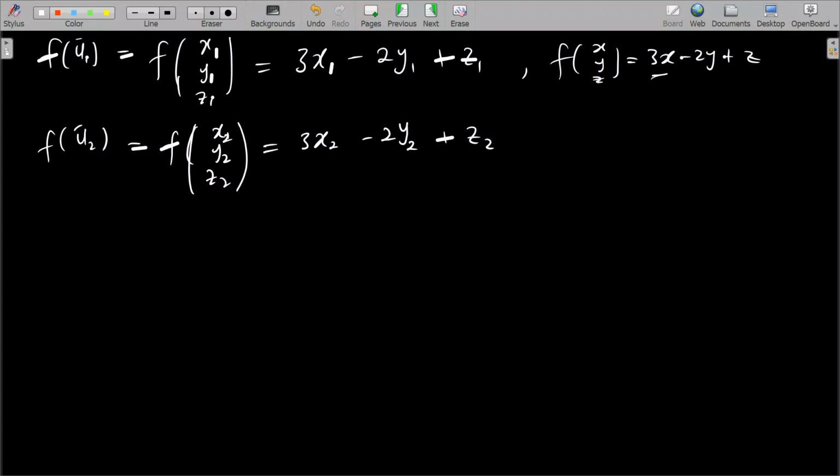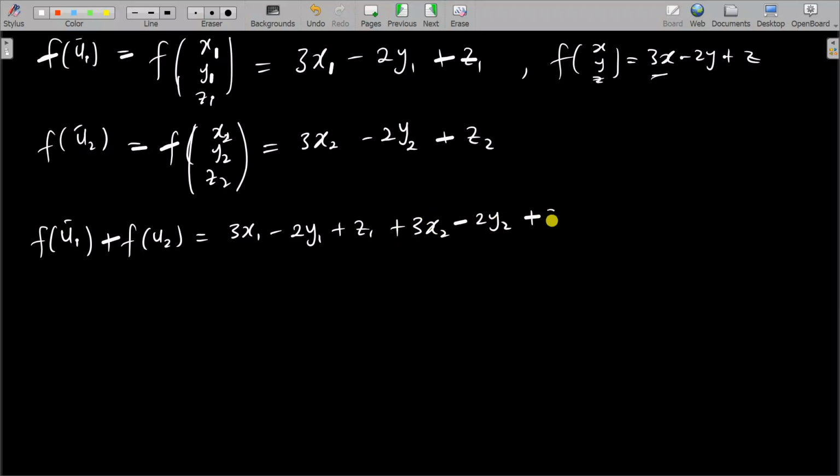So when you do the individual transformation, this is what you get, right? And here, notice f of u1 plus f of u2, what would you get? You're going to get the summation of these two things. Let me, right? The f of u1 first gave us 2y1 plus z1, and then f of u2 gave us 3x2 minus 2y2 plus z2.